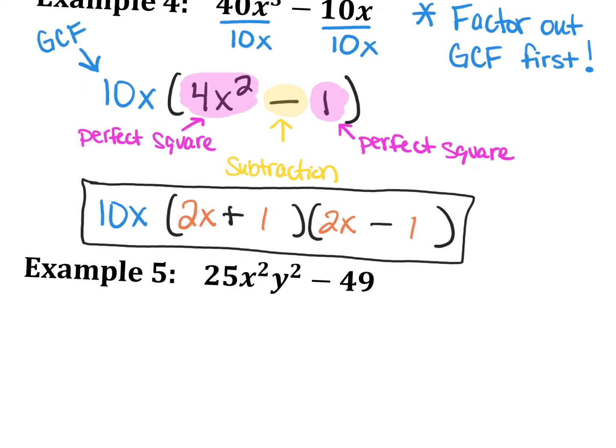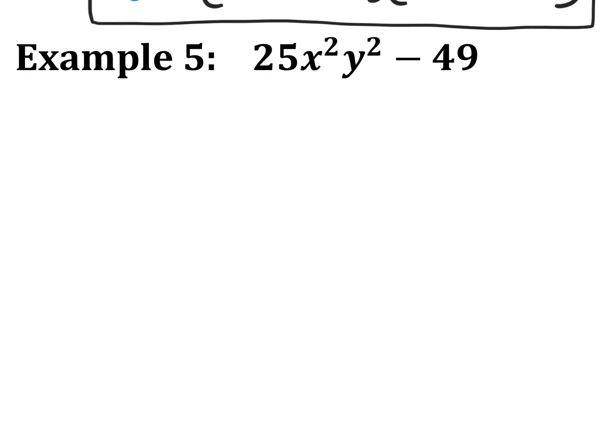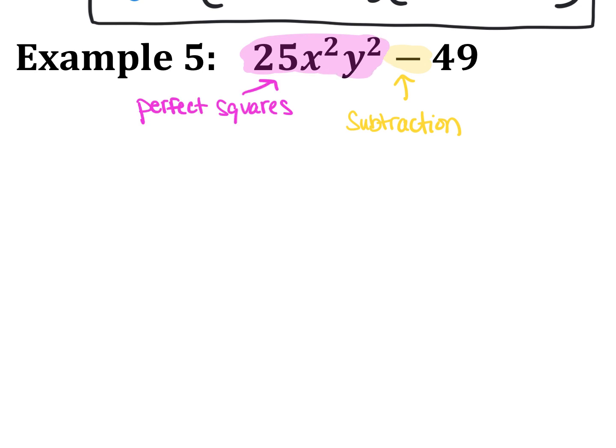All right, looks like our final example here is also a difference of squares. Right, check it out. You've got the subtraction, that difference in the middle here. We've got all perfect squares in the first term. Remember, 25 is a perfect square, x squared and y squared are perfect squares, and 49 is also a perfect square here. All right, so let's hop to it.